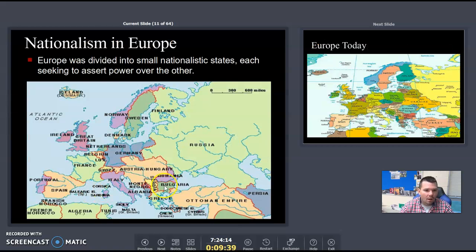So again, as I said, nationalism in Europe was divided into small nationalistic states, each seeking to assert power over one another. I'm going to skip this because we already talked about Serbia, how they were part of the Austro-Hungarian Empire. They want independence, and they're going to fight for that. They want to separate from the larger empires.